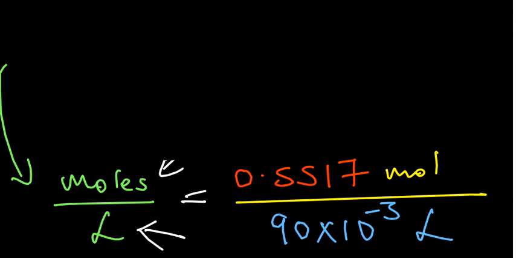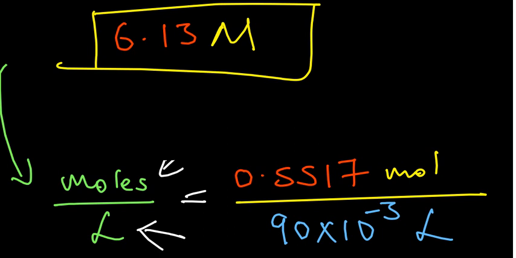6.13 moles per liter. 6.13 moles per liter. So instead of saying all that, you can just say capital letter M. That is molar concentration. Are we together?